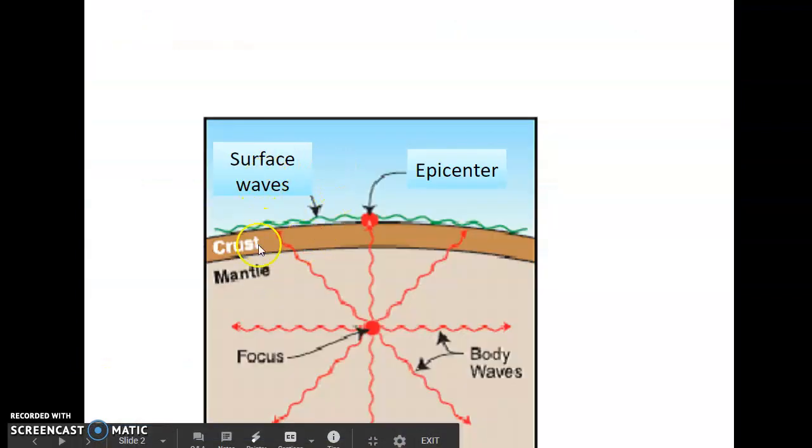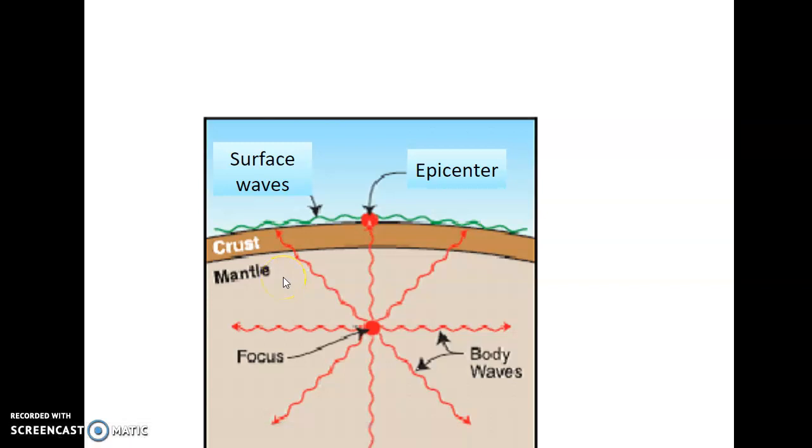So here's a picture of what an earthquake would look like under the surface of our lithosphere. Remember, the lithosphere consists of the crust and the upper mantle. So your epicenter is located here, and the surface waves that you experience when you see an earthquake will be at the top of your crust. Underneath, at the upper mantle, the focus of the earthquake will be located here at the center, directly below the epicenter, where body waves will radiate out from the focus.